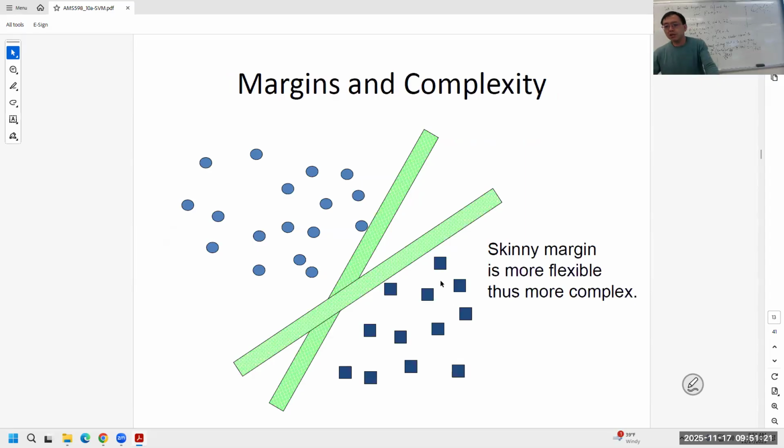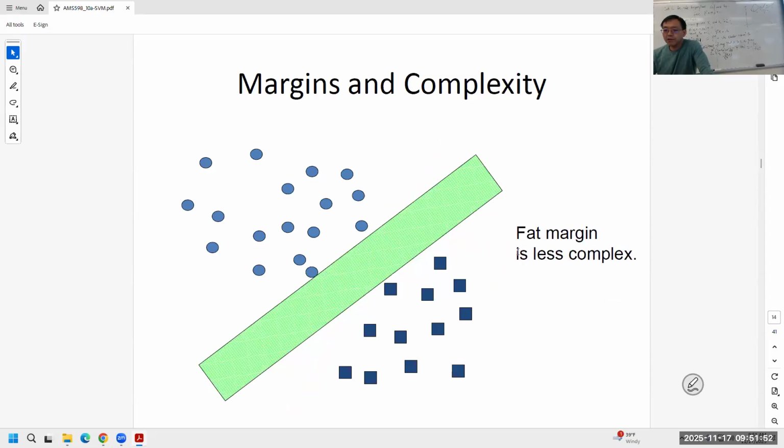Now, why the margin? The relation between margin and complexity is: the smaller the margin, the more complex the model. When you have a smaller, skinny margin, the model is more flexible. With a smaller margin, you can have multiple ways to place it, right? Therefore, the more flexible the model is, the more complexity in the model.